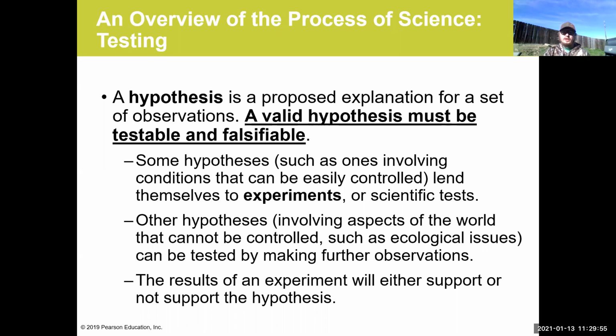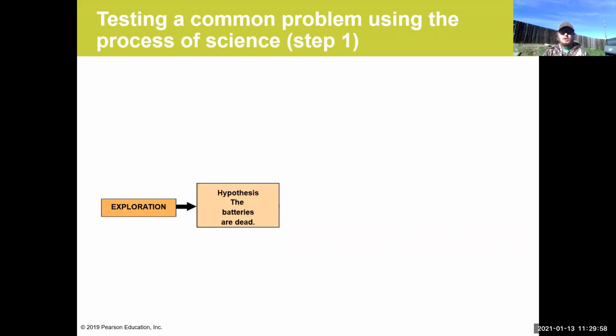And so let's continue with our remote control example. So we have our remote control. We have the observation that when we press any button on the remote, it does not do anything to the TV. Doesn't turn the volume up, doesn't change the channel, you can't pull up the menu, etc. So our hypothesis could be that the batteries are dead. So now that we have our observation, we've generated our hypothesis, now we can make a prediction. And that prediction will be, if we put new batteries in the remote, then it will work.